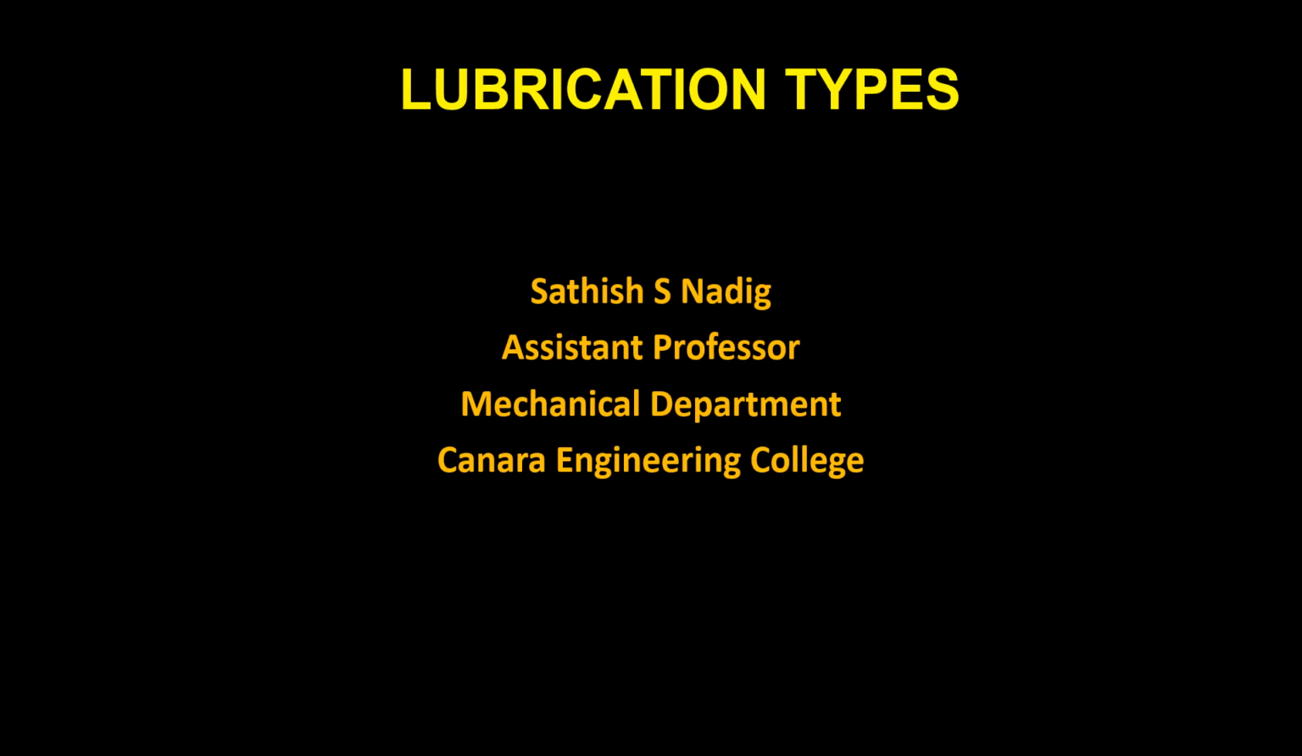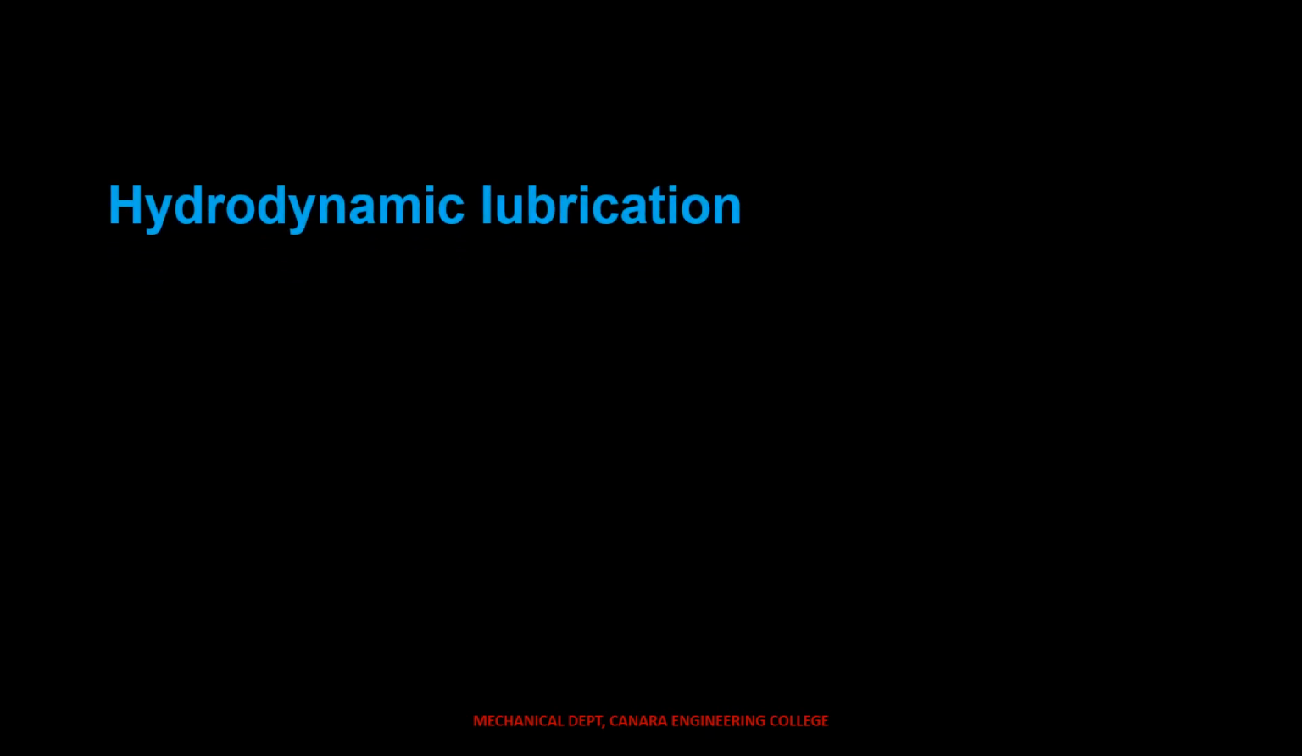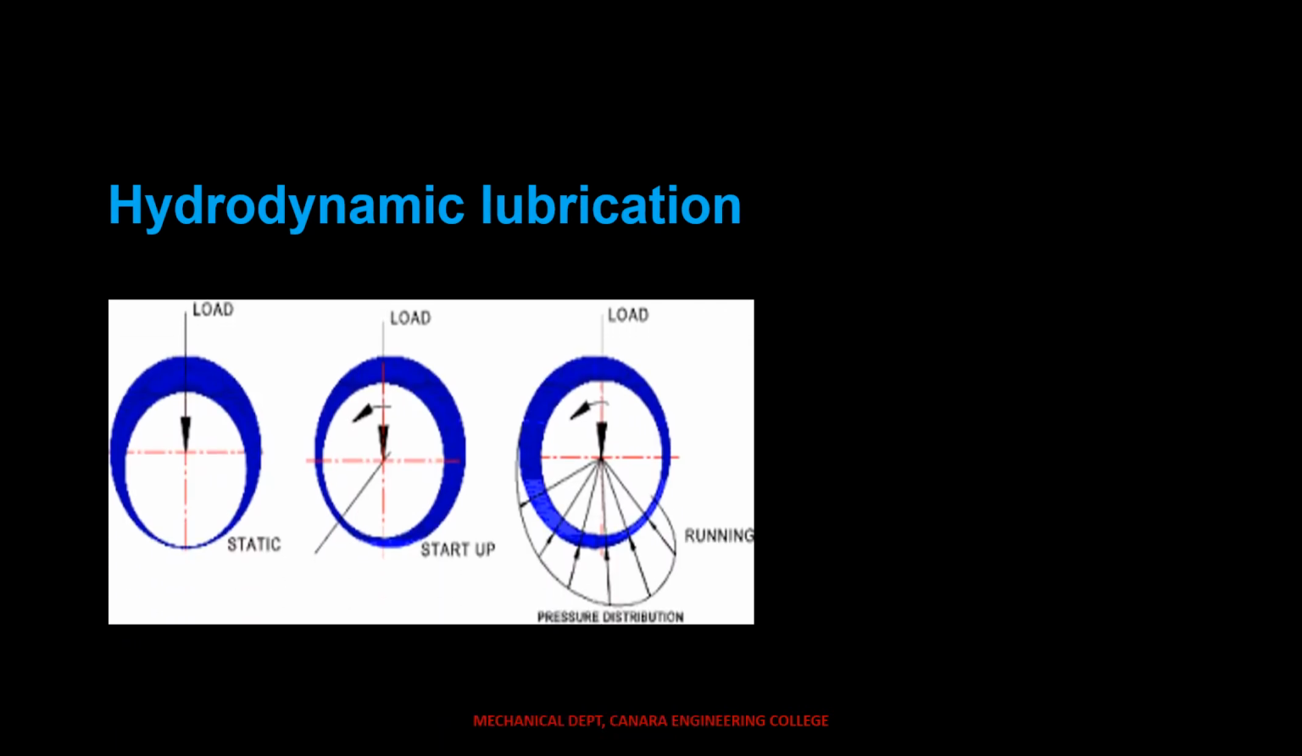In this session, let us understand the types of lubrication. Hydrodynamic lubrication. Hydrodynamic lubrication means the load carrying surfaces of the bearing are separated by a relatively thick film of lubricant so as to prevent the metal to metal contact, and that the stability is obtained can be explained by the laws of fluid mechanics.